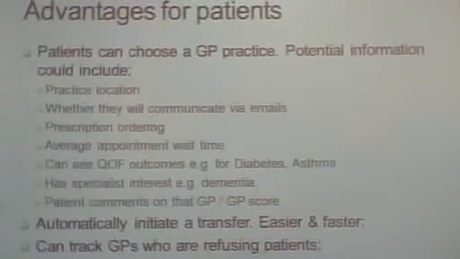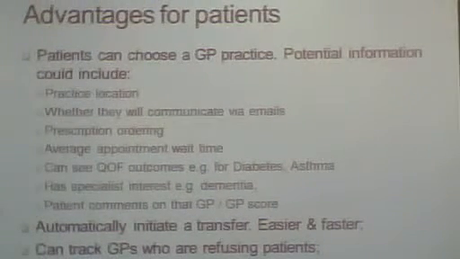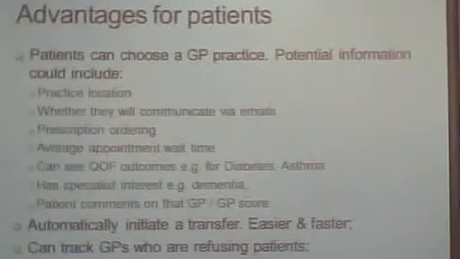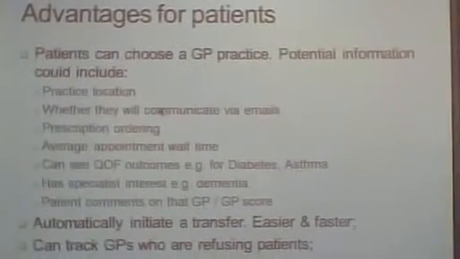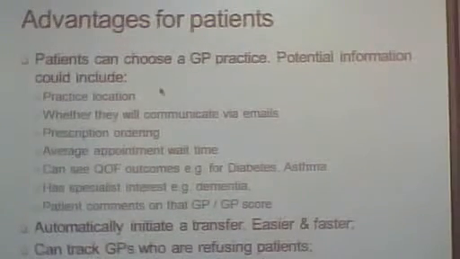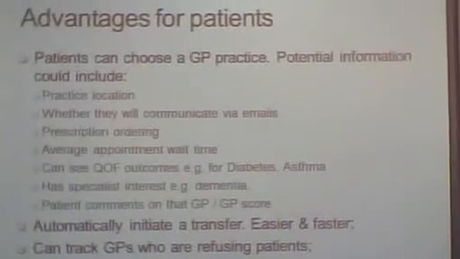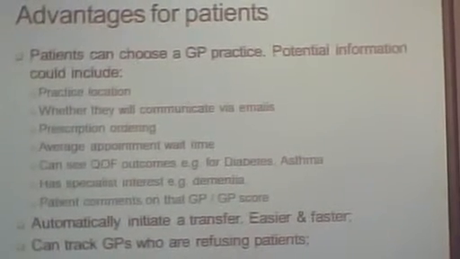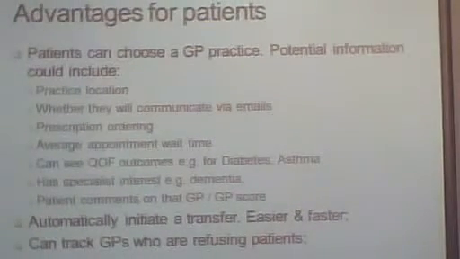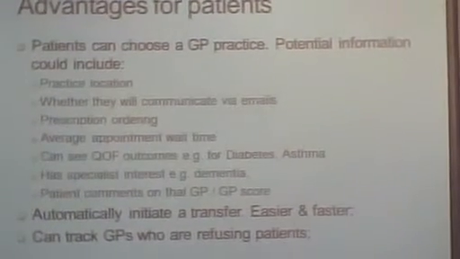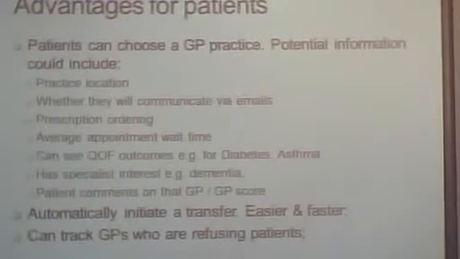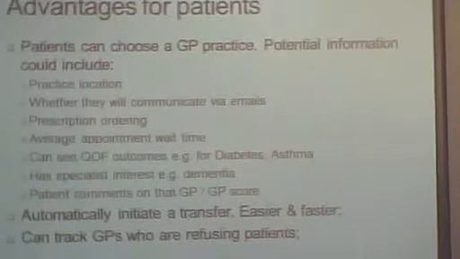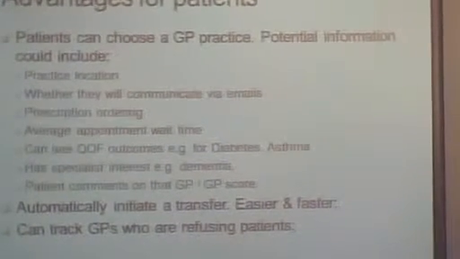So the advantages for patients, this is really all about GP choice and patient choice and patient empowerment, which is a big part of the National Information Strategy at the moment. Patient can choose GP practice, you'll see that in a minute, based at the moment just on their postcode. We can list GPs, and then they can see information including things like practice location, whether the GP will communicate via emails and other features of the GP practice, prescription ordering, average appointment wait time, a load of data that we were planning on getting in via the Quality Outcomes Framework, the QOF data, which we've got the data set here for, haven't quite done that yet today.